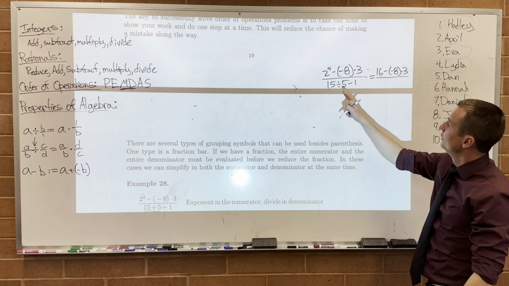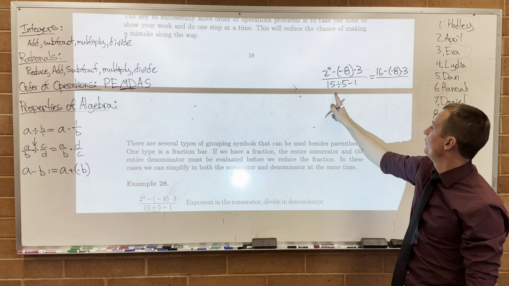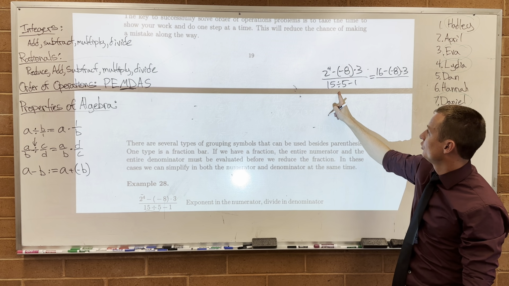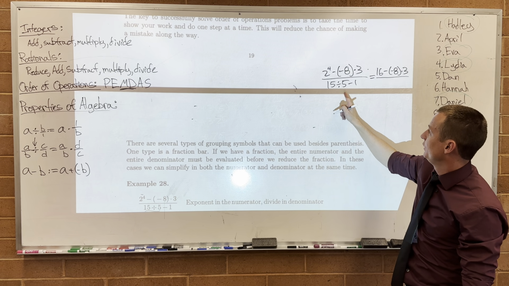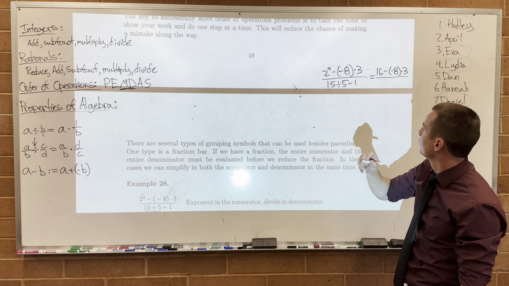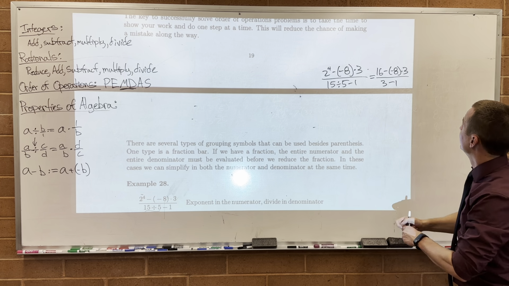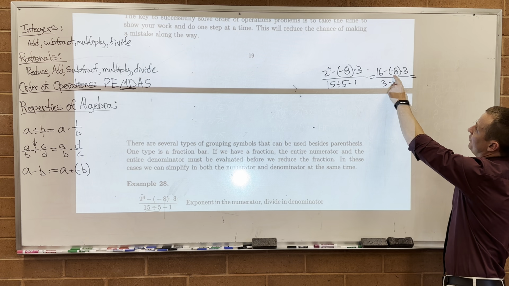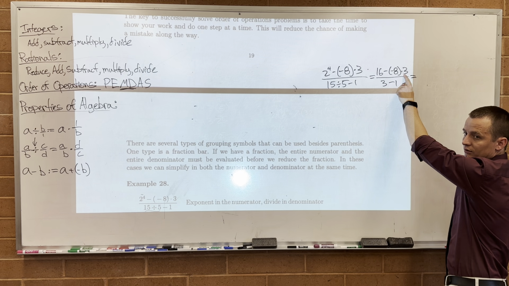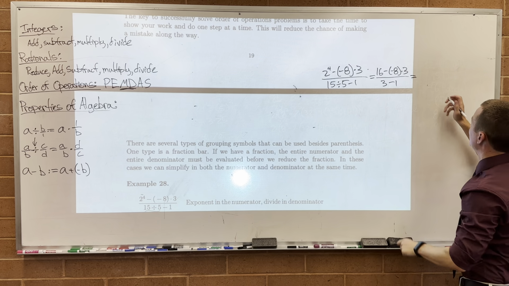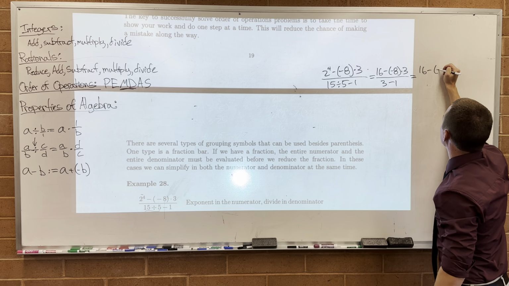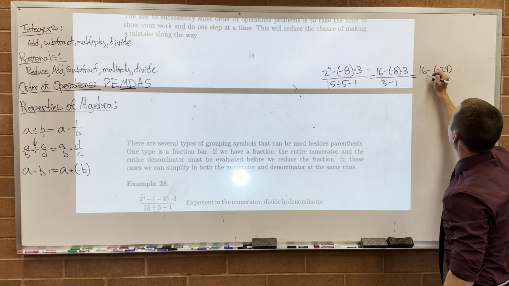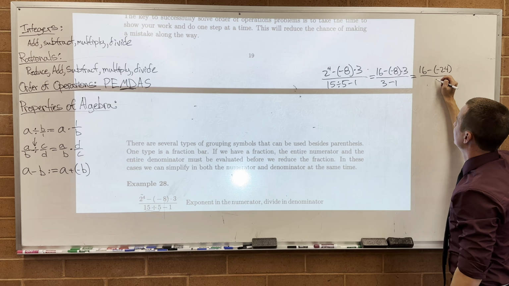Down here, we don't have parentheses, we don't have exponents, and we don't have multiplication. We only have divide. So it's 15 divided by 5, which is 3, and we still have minus 1. So let's continue. In the numerator, negative 8 times 3 is negative 24. So this becomes 16 minus negative 24, all over 3 minus 1, which is 2.